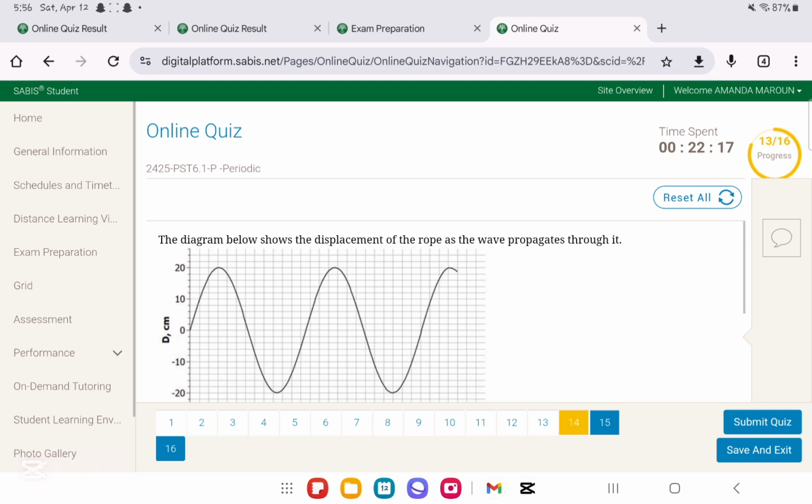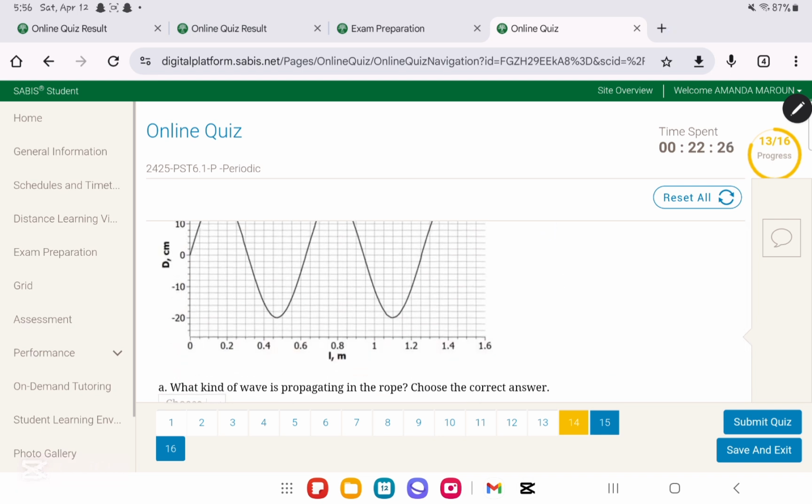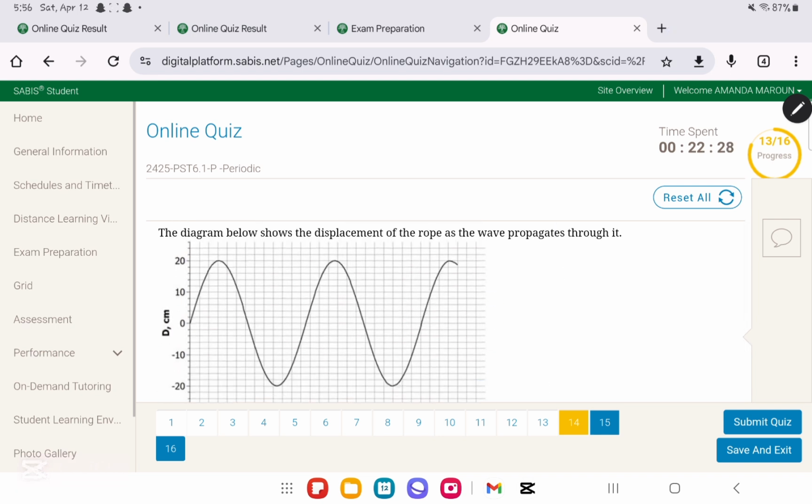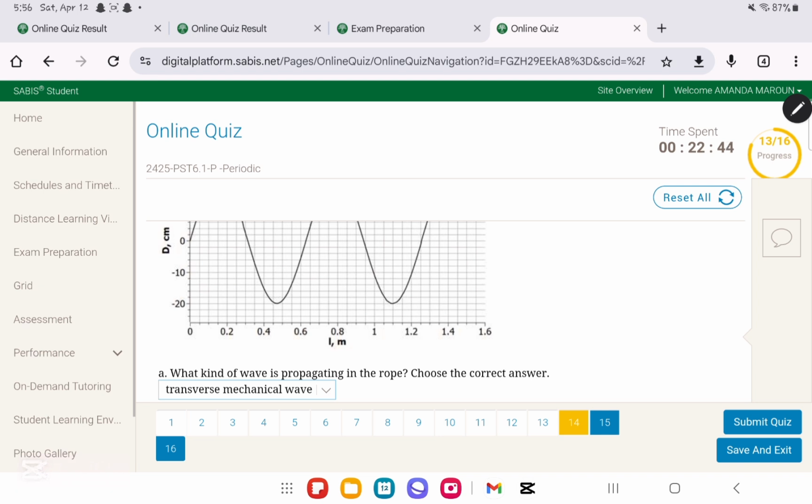In question number 14, they said the diagram below shows the displacement of the rope as the wave propagates through it. Remember, we said that for a wave propagating in a rope, if we tied a hair tie on the rope and we moved the rope, it would move up and down. That means it's perpendicular, and if it's perpendicular, then it is transverse. First of all, that means it's either transverse mechanical or transverse electromagnetic, but for sure it is transverse mechanical. Why? Because the wave needs a medium to pass through.